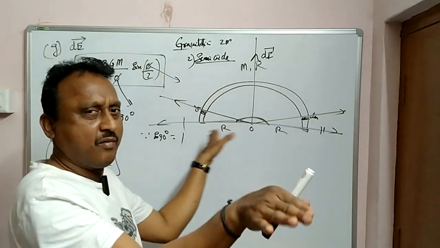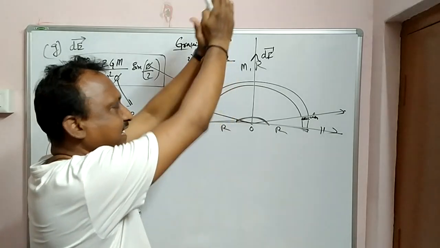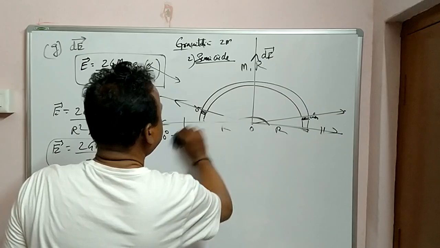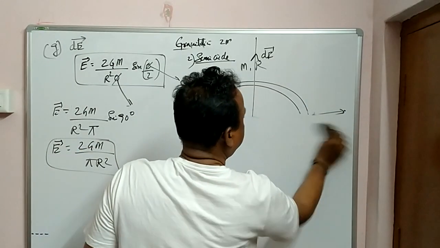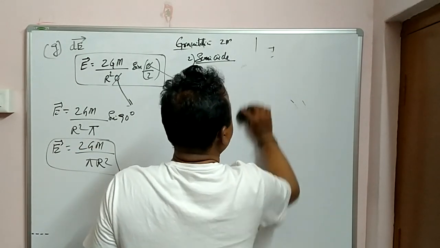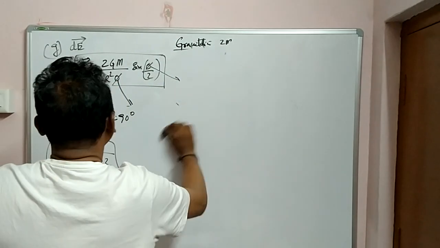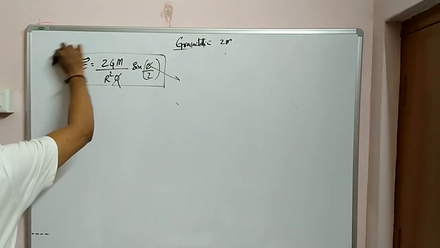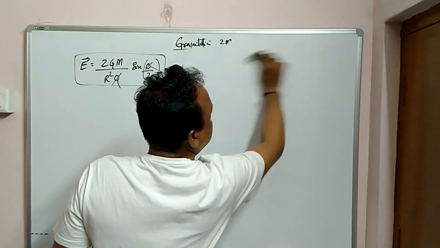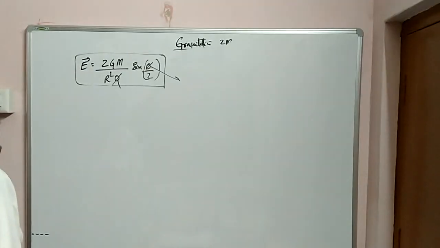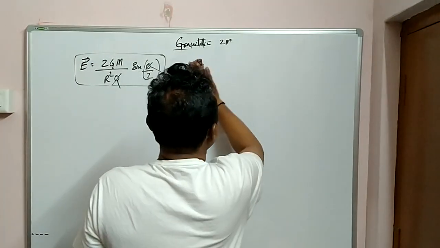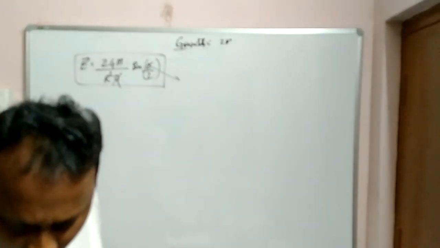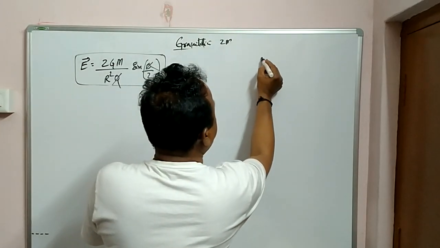In the same way, the horizontal component will be cut off and the vertical will be adding up. So the net field will be in this direction, towards the mass. Now let us go to the next one, the quadrant of a circle. Next is the gravitational field intensity due to a quadrant of a circle. Clear? Right.